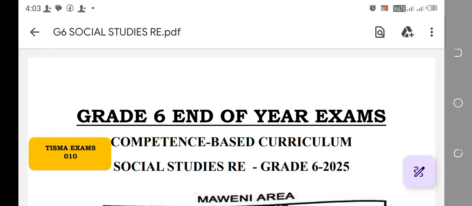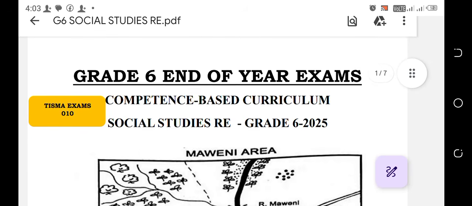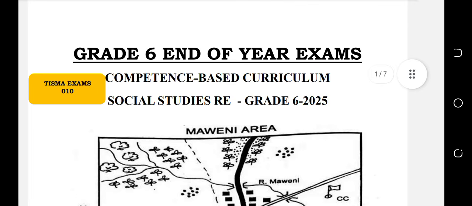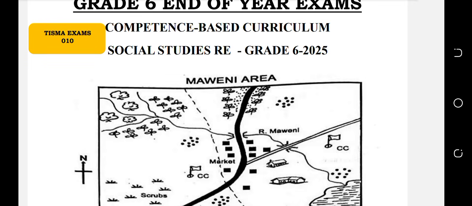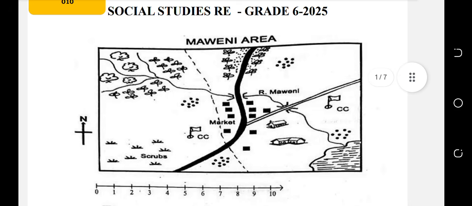Online teacher, grade 6, social studies. So this is end of term 3 revision. This is social studies, and I want us to go through this paper because the exam is around the corner.